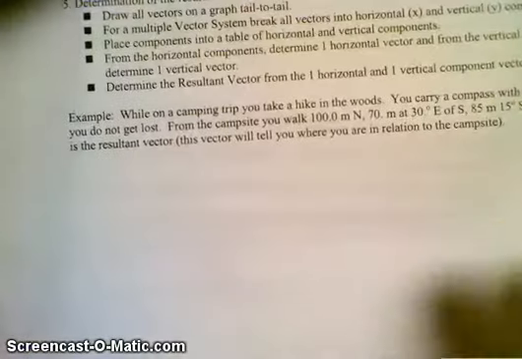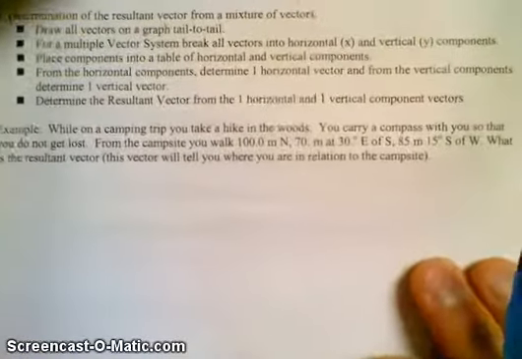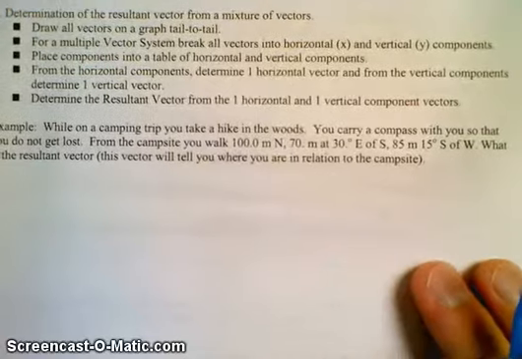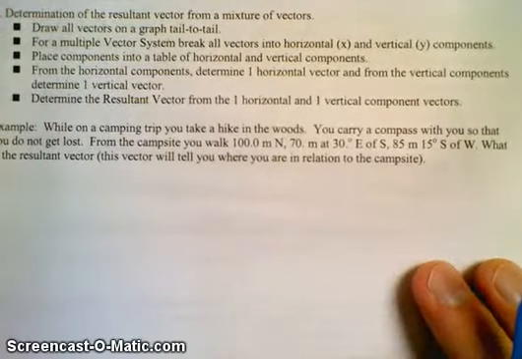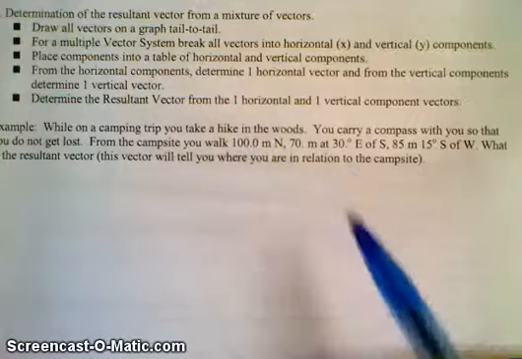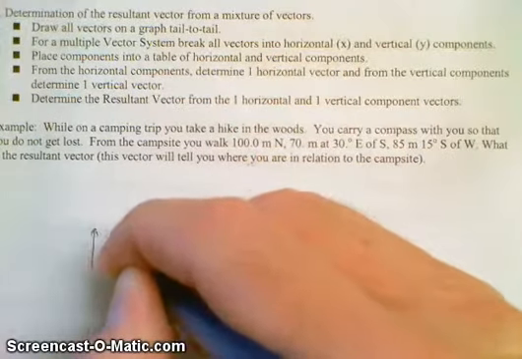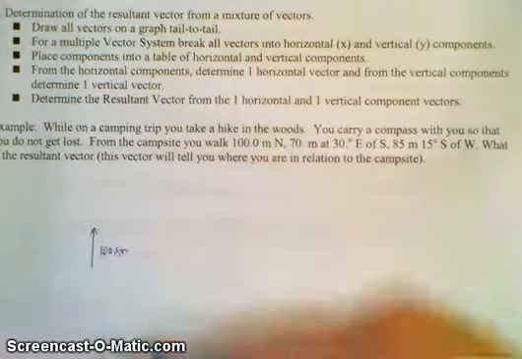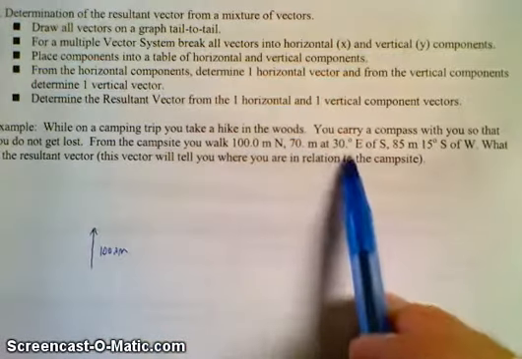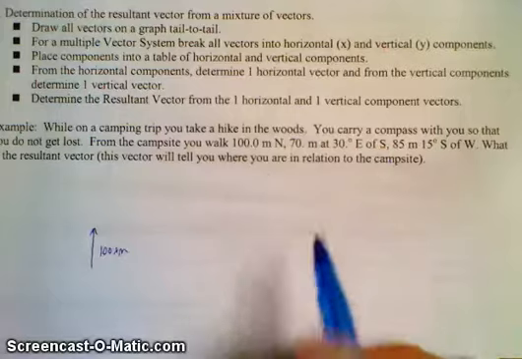So let's look at this problem that we have next. We are on a camping trip. We're taking a hike in the woods. We have a compass, so we know where we are so we don't get lost. So let's look at where we're walking. We're walking 100.0 meters north. Then 70 meters at 30 degrees east of south. So east of the south axis.